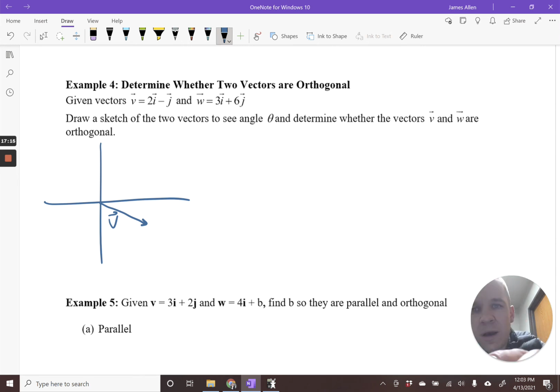And then the other one, I'll use a lighter purple. We've got W, which will be to the right 3, up 6. There's W. Okay. So at first glance, it looks like it's plausible that these two have perhaps a right angle between them. Perhaps they are orthogonal. They're perpendicular, which would be orthogonal then.